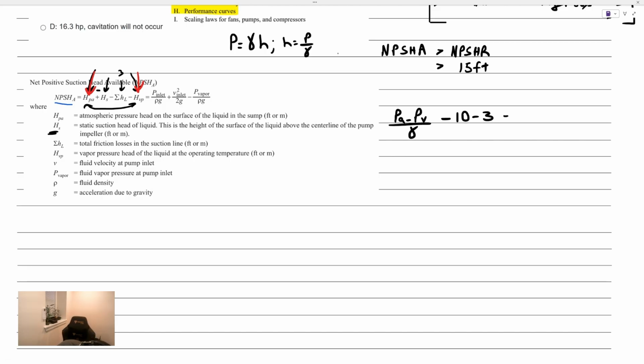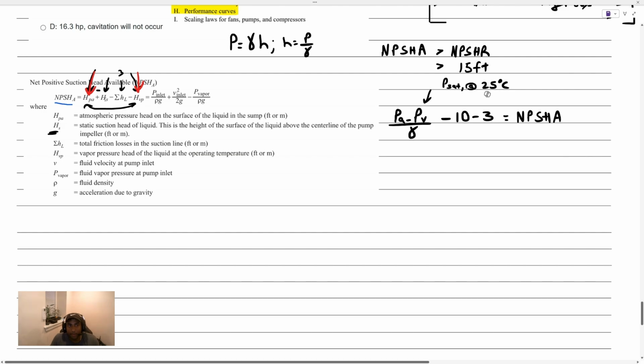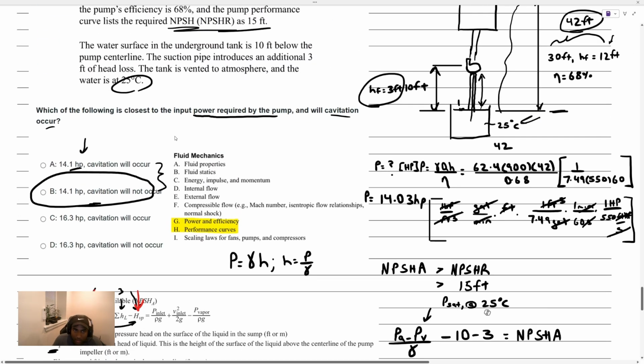So this quantity is going to be equal to the net positive suction head available, and our vapor pressure or saturation pressure is just the saturation pressure at 25 degrees Celsius, which was mentioned in the problem to be the temperature of the water, which is located right here, 25 degrees C.